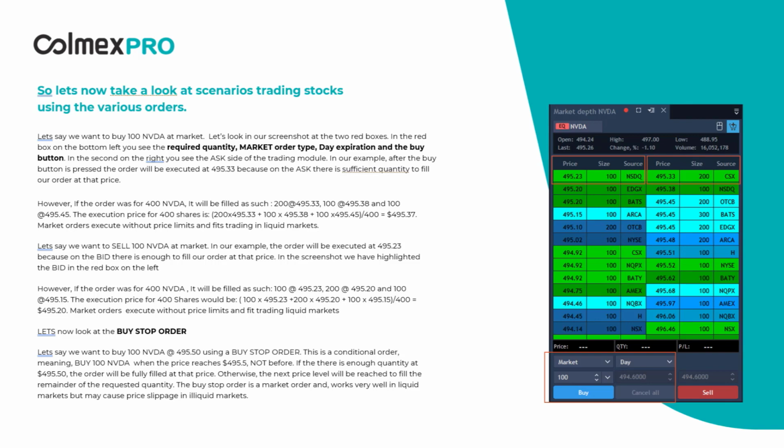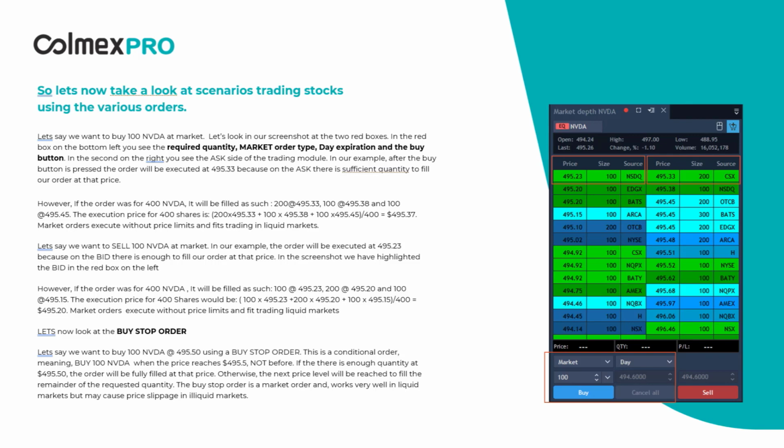So let's say we wanted to sell 100 NVIDIA at market. In our example, the order would be executed on the bid side, and this would be at $495.23 because on the bid, there is enough to fill our order at that price. In the screenshot, we've highlighted the bid in the red box on the left. However, if the order was for 400 units of NVIDIA, it will be filled as such.